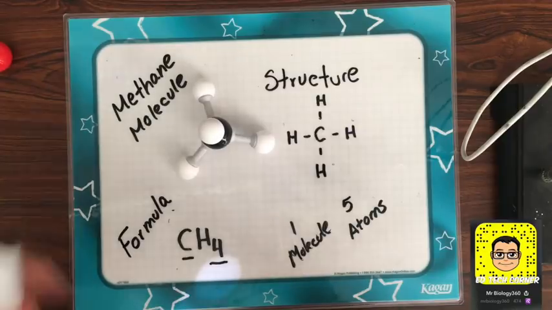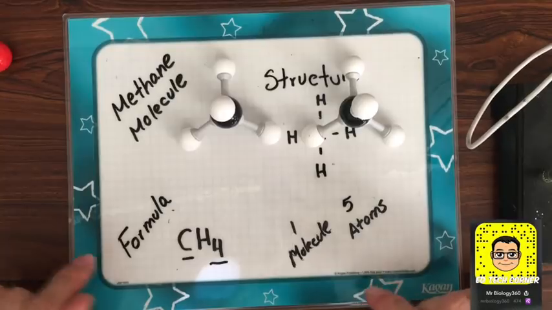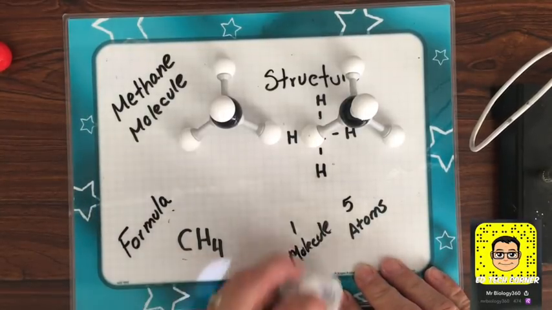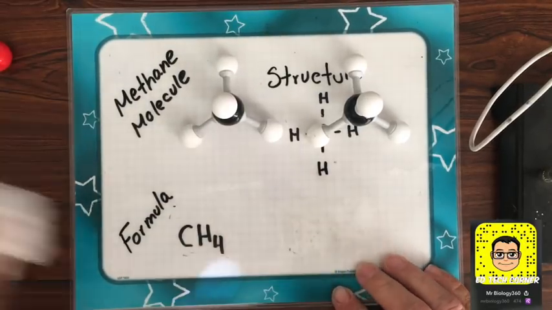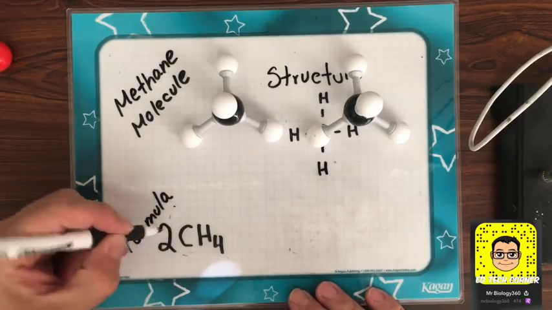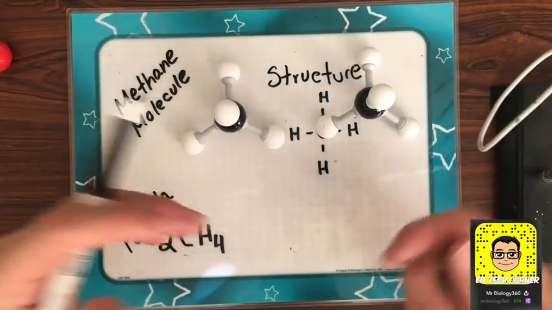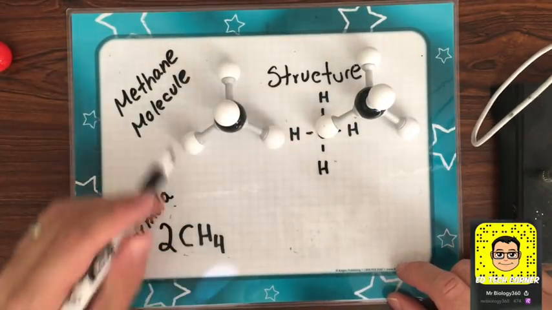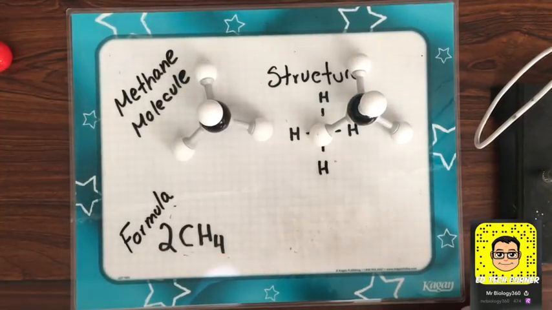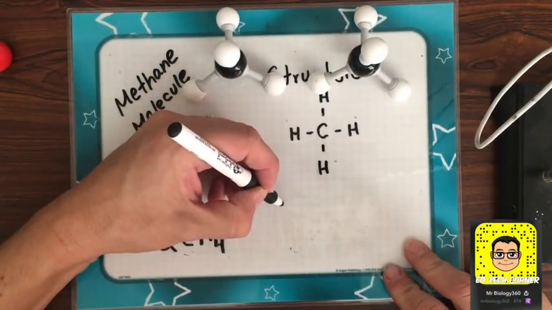Now, what if I had 2 of these molecules? How would the formula change? Let's talk about that a little bit. All you have to do is make sure that you write a 2 in front of the whole thing. This is telling the reader, or yourself, or whoever you're trying to communicate to, that there are 2 molecules of CH4.